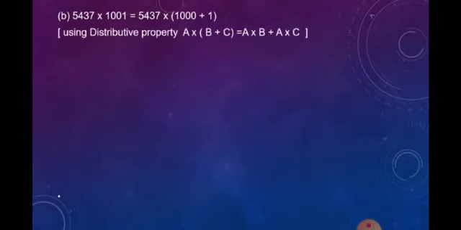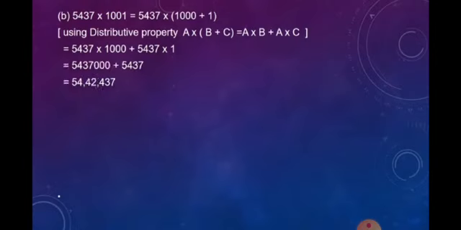Next part is 5,437 multiplied by 1,001. 1,001 can be written as 1,000 plus 1. Now again using the distributive property, what we will get? 5,437 multiplied by 1,000 plus 5,437 multiplied by 1, which is equal to 54,37,000 plus 5,437, which is equal to 54,42,437.